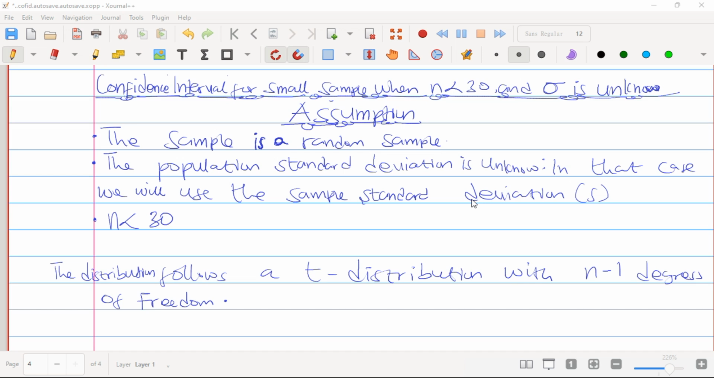And then the distribution that this confidence interval follows is what? T distribution with n minus 1 degrees of freedom. So it does not follow what? A normal distribution. Just put it at the back of your mind that this follows a T distribution. So let's go to our slide and see the graph for the T distribution.